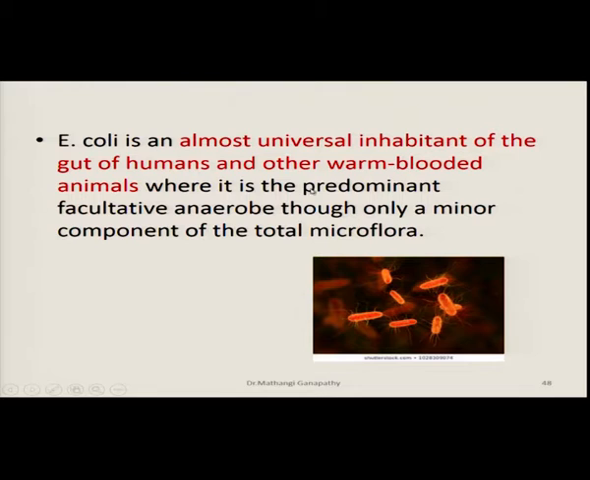E. coli is an almost universal inhabitant of the gut of humans and other warm-blooded animals, where it is the predominant facultative anaerobe, though only a minor component of the total microflora. So you have so many organisms present in your gut microbiome. E. coli is one among them, and its being there normally does not implicate any illness. Among so many millions of microbes which occur, this is just one part, that is all.